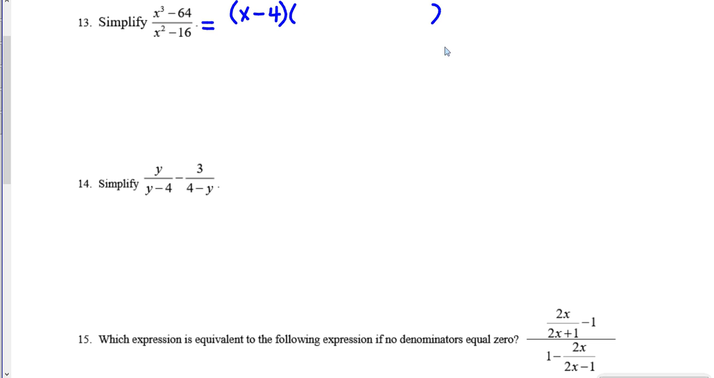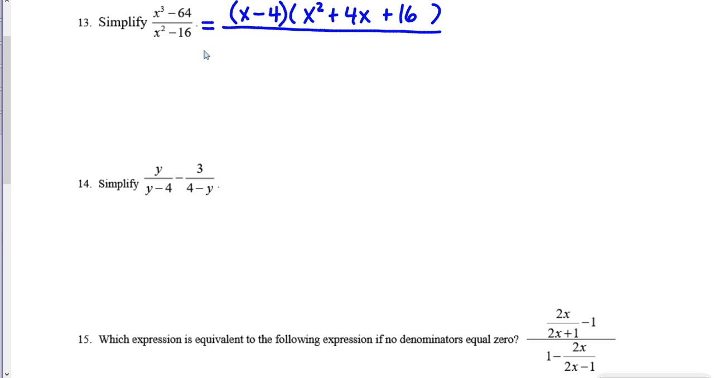Now remember, in my pattern for the second one, the signs went same, opposite, positive. And then my first term, I square this x to make an x squared. The middle term is the product of these two, so that's 4x. And the last term is this 4 squared, so that's 16.